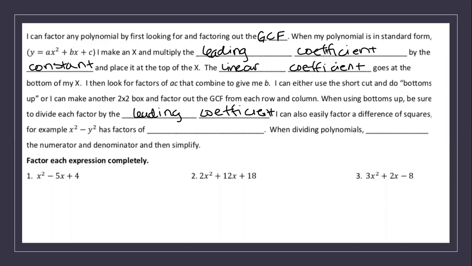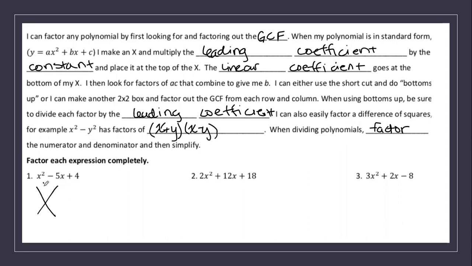I can also easily factor a difference of squares. For example, x squared minus y squared has factors of x plus y times x minus y. When dividing polynomials, factor the numerator and denominator and then simplify. So I'm going to start by factoring these 3 examples.